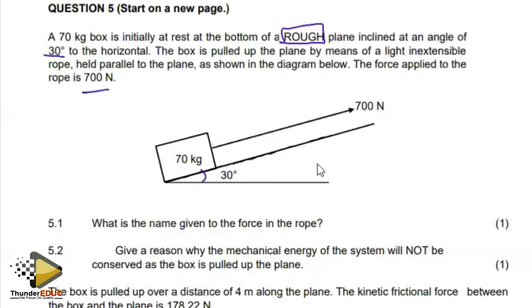What is the name given to the force in a rope? So all ropes, all strings, they usually possess one force, and that is the tension force. So the force there is tension. Please don't tell us force applied. It's the tension force.